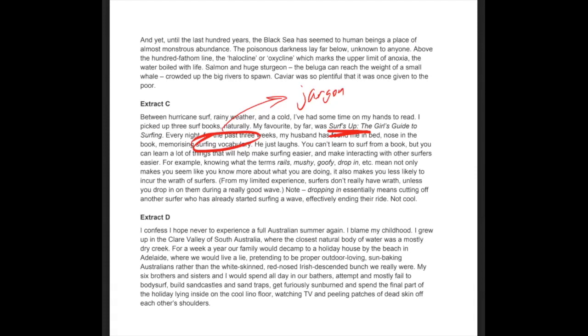You can't learn to surf from a book, but it will make some things easier, like talking to other surfers, right? It also makes you less likely to incur the wrath of surfers, right? So wrath basically means, there are a few pronunciations of wrath there. So it's wrath, wrath if you're American, I guess, but wrath just means extreme anger, right? So it says if you know the correct words, then you're less likely to get all these surfers angry at you, right? The surfers will not be angry with you if you know their words.